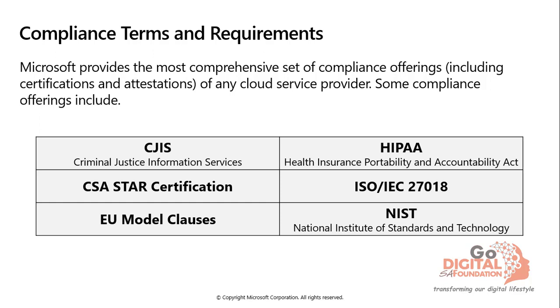So these are those big words, those acronyms. They follow these: the Criminal Justice Information Services, the Health Insurance Portability and Accountability Act, the CSA Star Certification, ISO IEC 27018, the EU Model Clauses, and then the NIST, the National Institute of Standards and Technology. I did add this compliance on my Security Center, so that is the NIST.